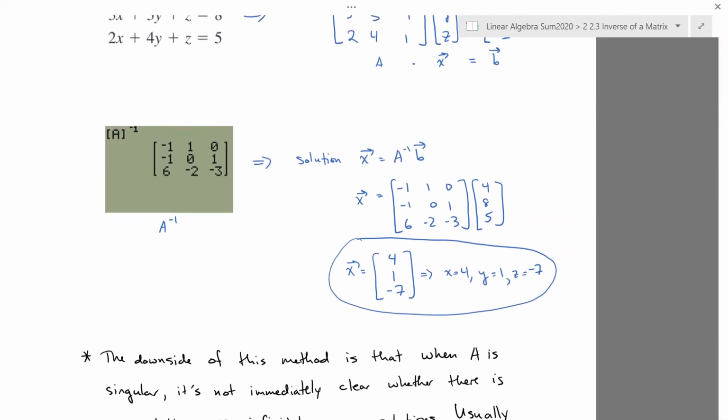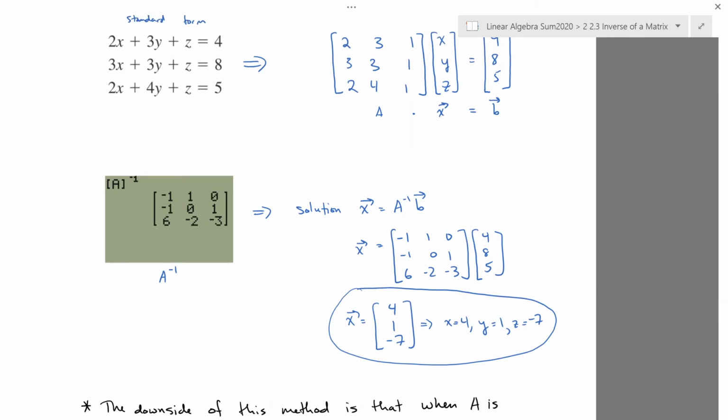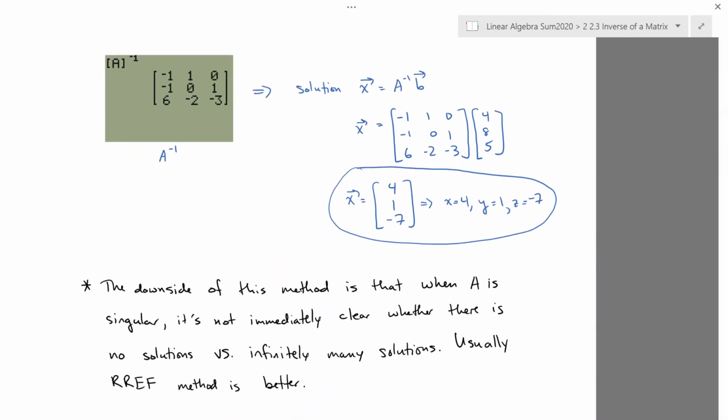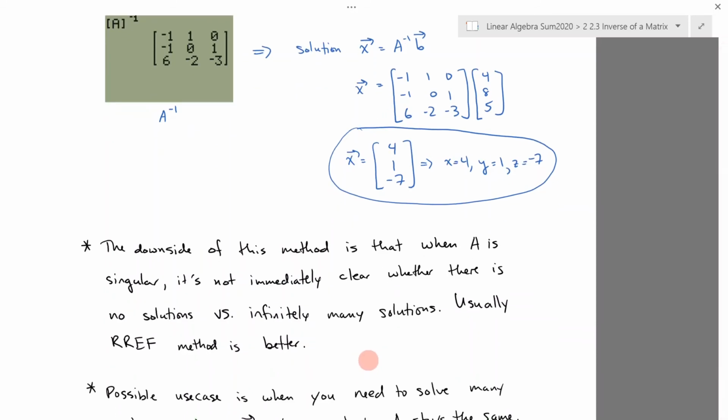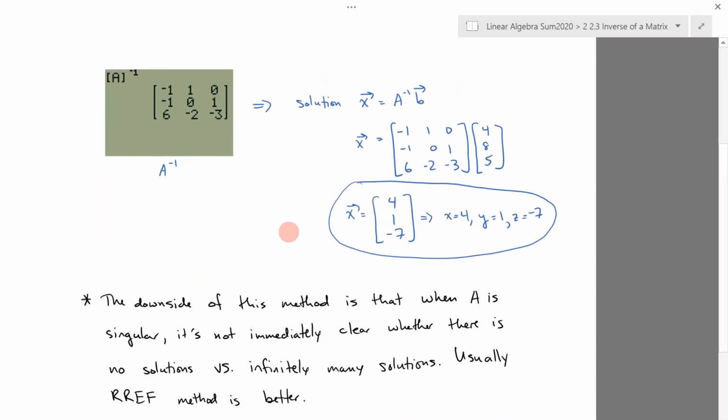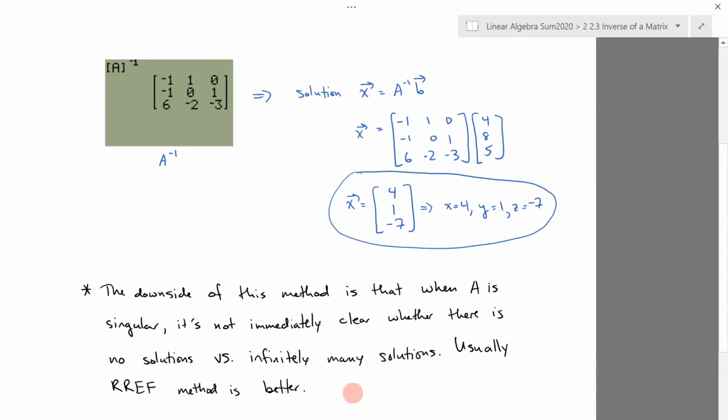Okay, so we can solve these kinds of systems like this, but the downside of this method is that this only works when A is invertible. In the case where A is singular, and you can't find the inverse, it's not immediately clear whether the system has no solutions versus infinitely many solutions. So usually when you're solving equations, the method of finding the reduced row echelon form is better.